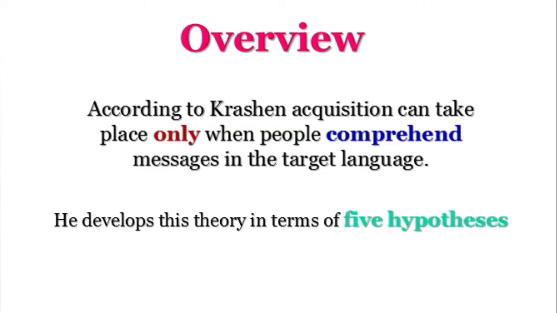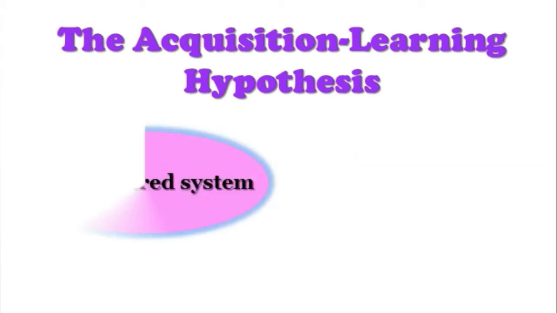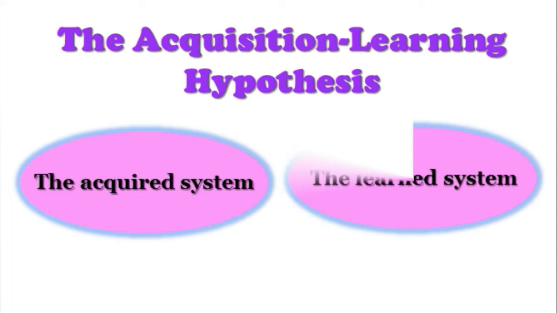كما قلنا قبل he develops this theory in terms of 5 hypotheses. We can start now by discussing the main ideas of the acquisition learning hypothesis. According to Krashen's acquisition learning hypothesis, there are 2 independent ways to develop our linguistic skills, acquisition and learning. يعني نقدروا ننميو اللغة ديالنا ولا to develop our linguistic skills بجوج طرق، كاينة acquisition وكاينة learning، الاكتساب وكاين التعلم. عندنا the acquired system and the learned system.